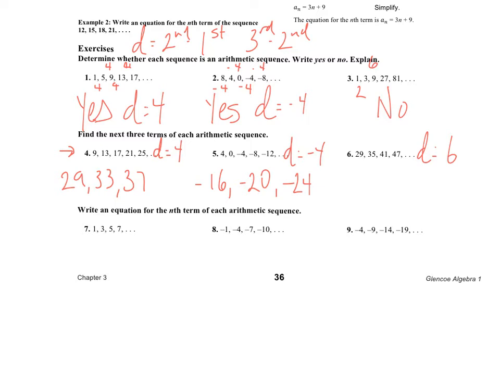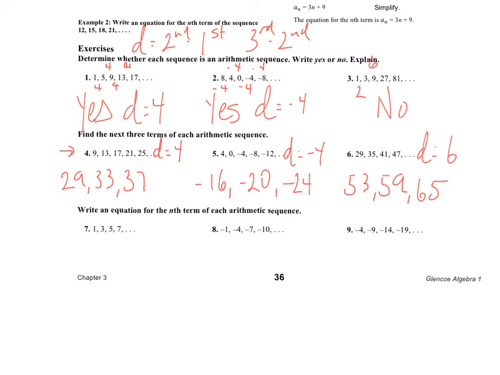Looks like 6. So my next 3 terms: 53, 59, 65. Okay? All right, here we go. Now we get into some good algebra here.